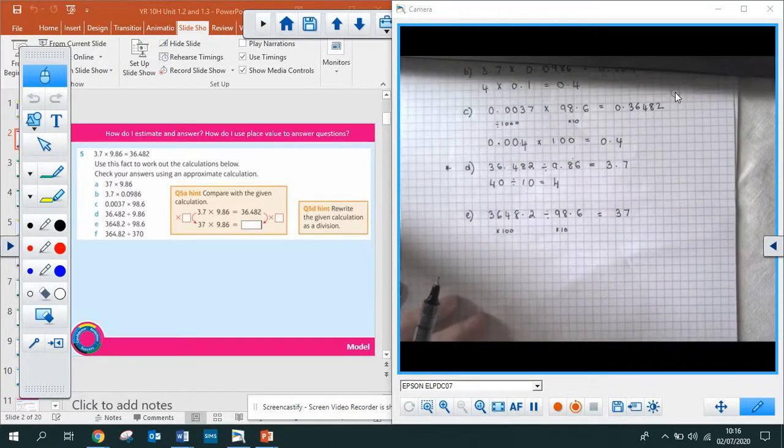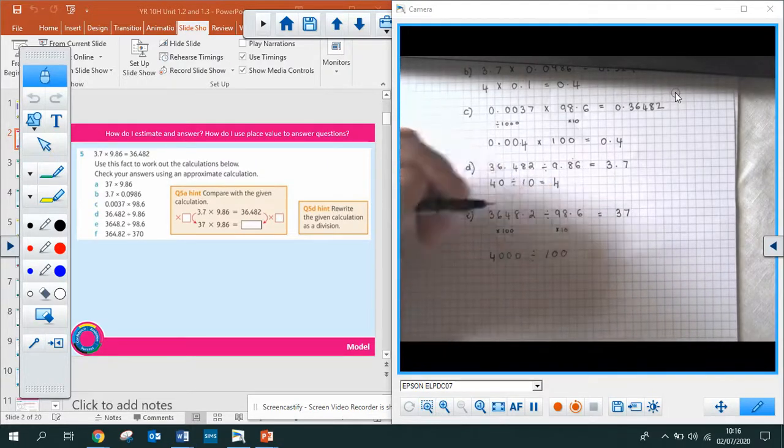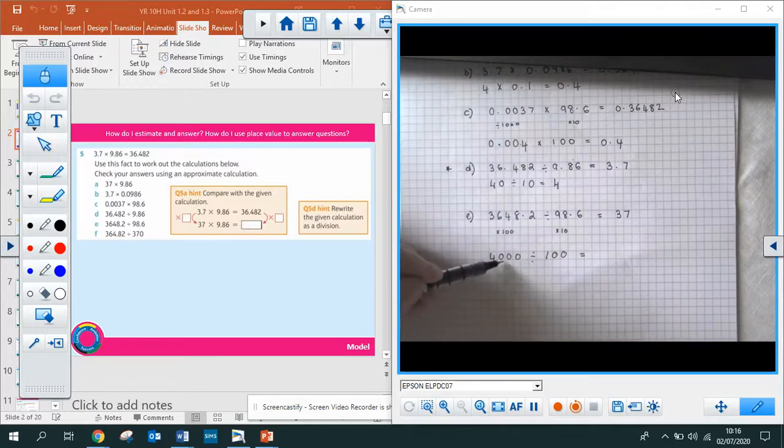Okay, so let's check, find an approximate solution for this by rounding to significant figures. First non-zero is there, the 6 rounds the 3 up to 4, so it's roughly 4,000 divided by 100. Okay? 4,000 divided by 100 would be 40, so my answer should be roughly 40, and it is. 37 is almost 40. Okay? And that's how I did that one.